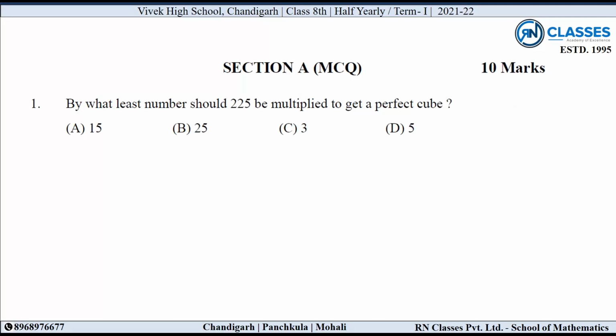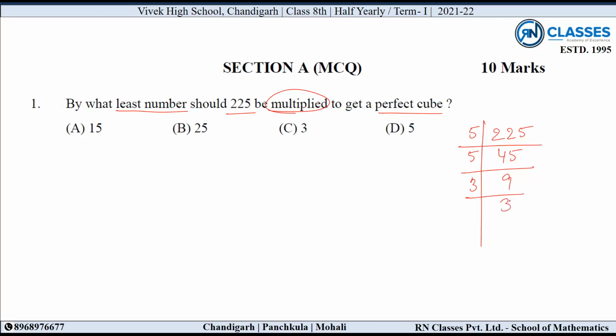Let's read it together. By what least number should 225 be multiplied to get a perfect cube? First, let's see whether 225 is a perfect cube or not. Only then can we find the least number with which it should be multiplied. Let's see. Now the number is 225. How to check? Do prime factorization. 5 fours are 20 and 5 fives are 25. Again 5, 9 is 3 and 3. So now the prime factorization of 225 is 5 into 5 into 3 into 3, right? Now, is it a perfect cube?